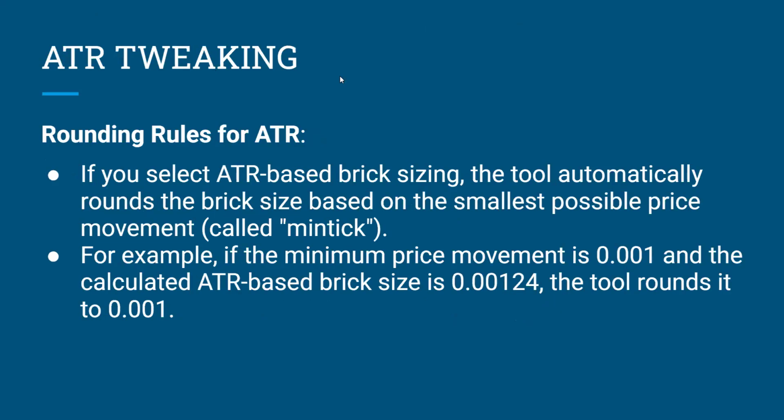ATR tweaking, how it is done, rounding rules for ATR. If you select ATR based brick sizing, the tool automatically rounds the brick size based on the smallest possible movement, called min tick. For example, if the minimum price movement is 0.001 and the calculated ATR based brick size is 0.00124, the tool rounds it to 0.001.